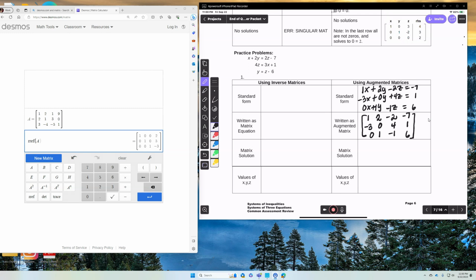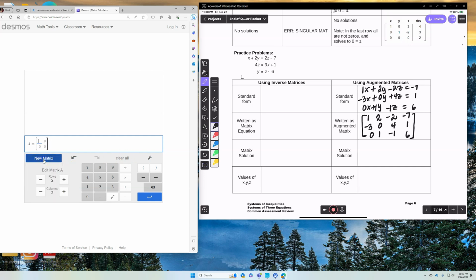The next step is to go to your matrix calculator. Now what I'm going to do is clear all, because I'm writing a new matrix. You have to write down the number of rows. These going from left to right are called rows. So you have 3 rows, and the vertical numbers are the columns. So you have 4 columns. And then make sure that you're accurate. So it's going to be 1, 2, -2, -7. Okay, the next one is going to be -3, 0, 4, and then 1. And then we have our last row, which is 0, 1, -1, 6.